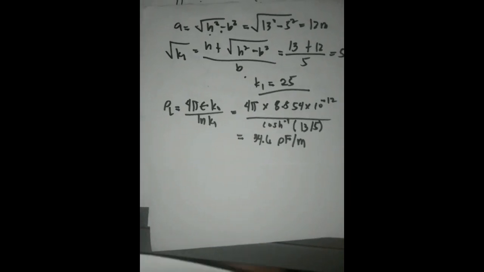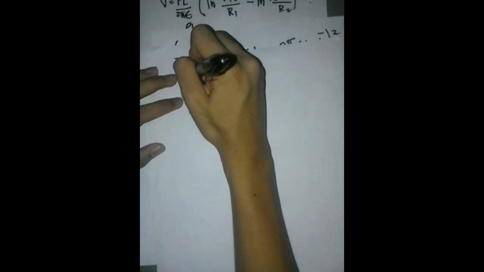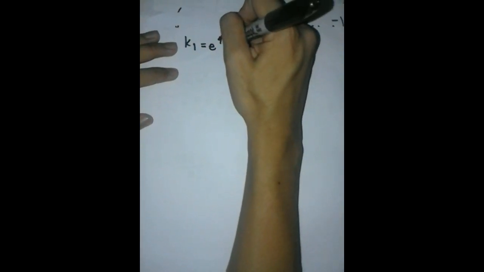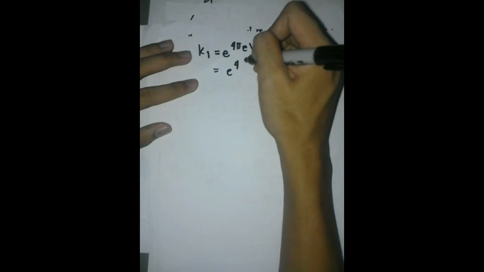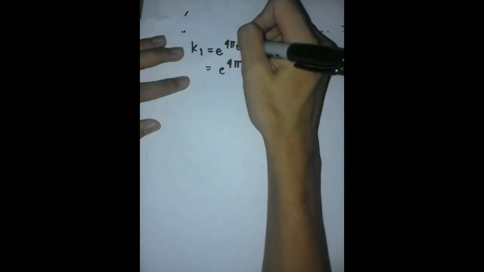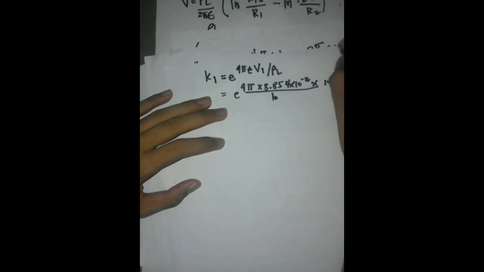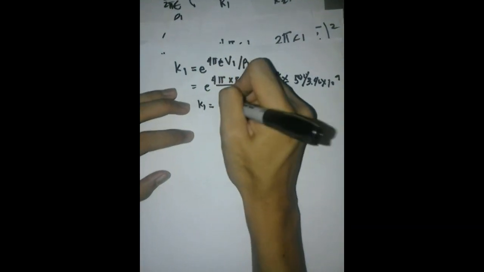We must first use k sub 1 equal to e to the 4 pi epsilon V sub 1 over rho L. Now, substitute the given values: 4 pi times 8.854 times 10 to the negative 12 times 50 over 3.46 times 10 to the negative 9, and k1 is equal to 5.